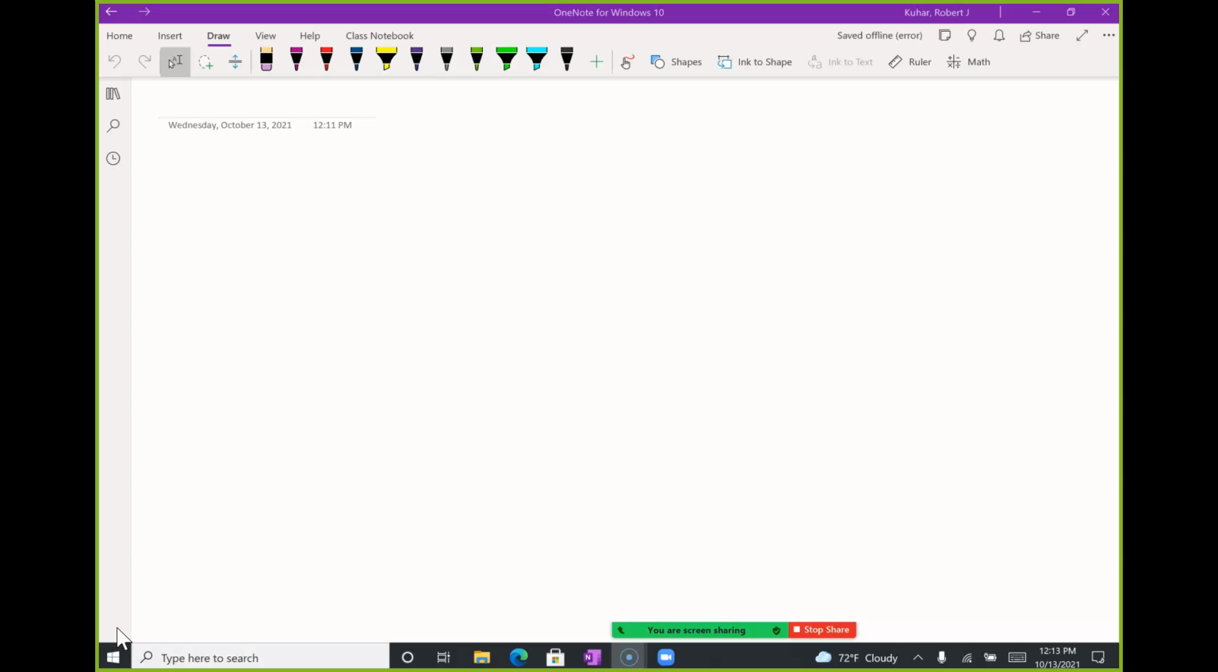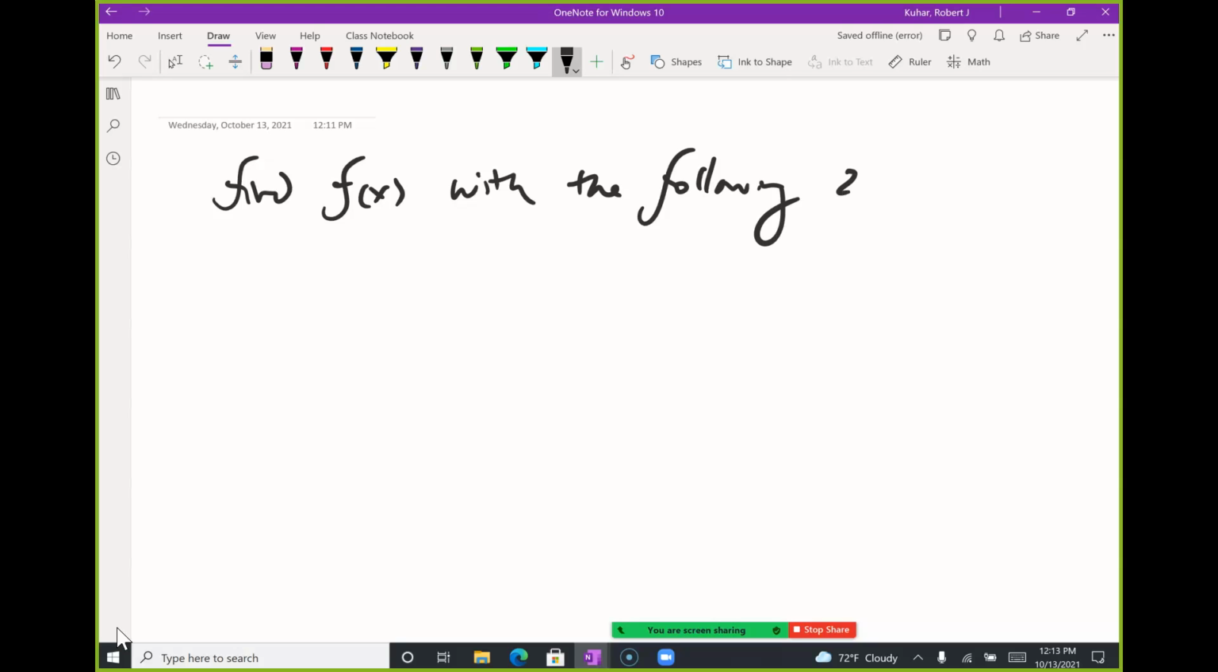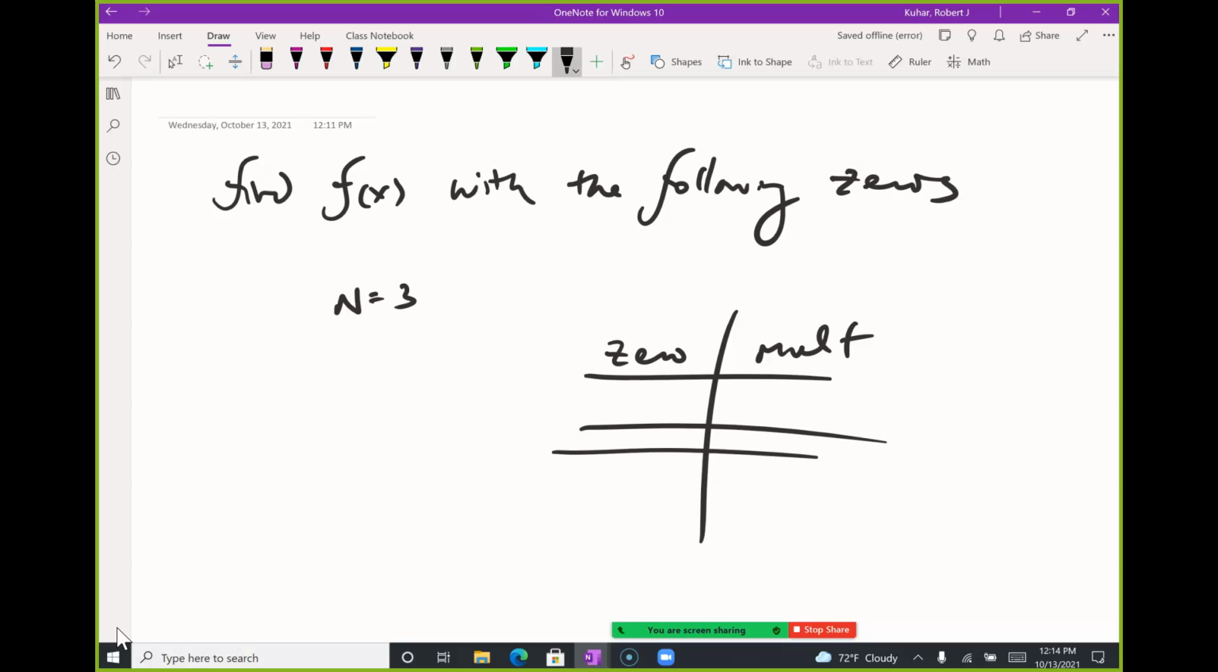So they give me, find f of x, right, with the following zeros. And it tells me n is 3. So I know it's degree 3. So I know it has at most 3 zeros, right? And it tells me the zeros and the multiplicities. And I will ask for this on the test. So it gives me that I have a 0 of 3 with a multiplicity of 1 and a 0 of negative 1 with a multiplicity of 2.